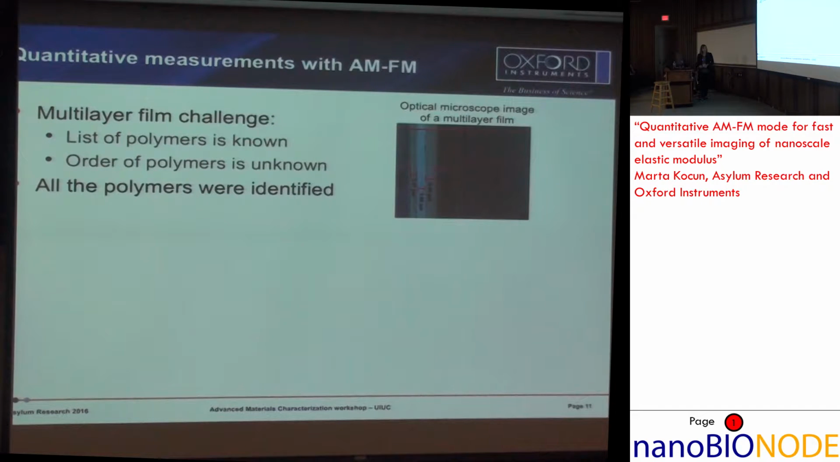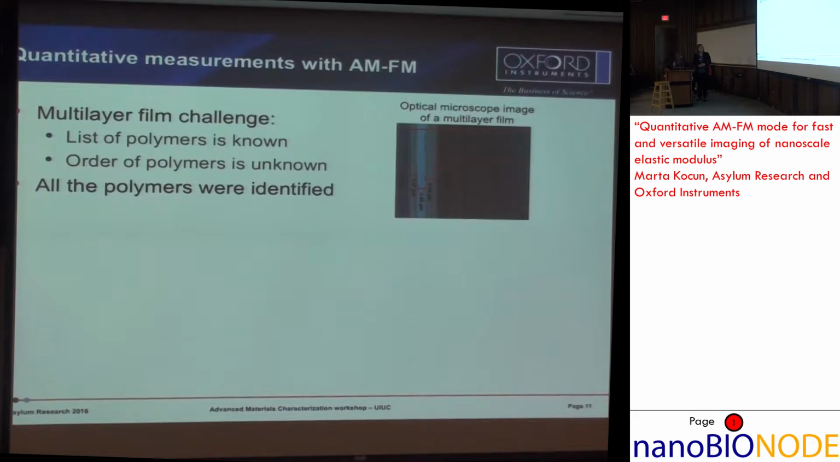So first, this is a multi-layer polymer film. You can think of it as a piece of packaging, your regular plastic film that you use in the kitchen. What you see is an optical image over there.